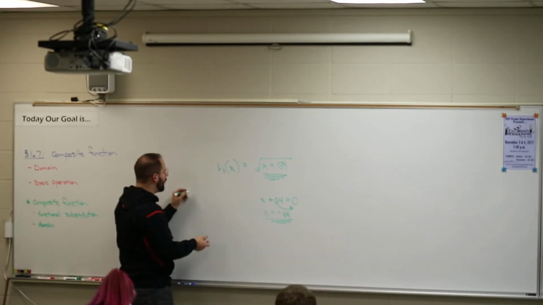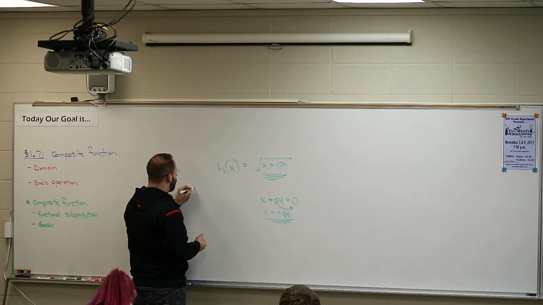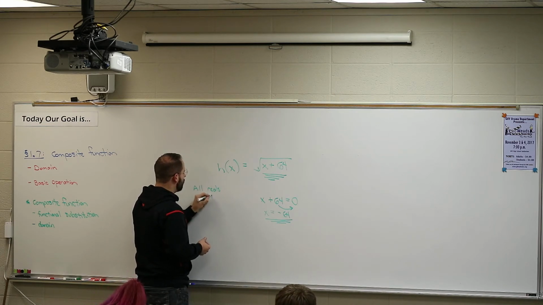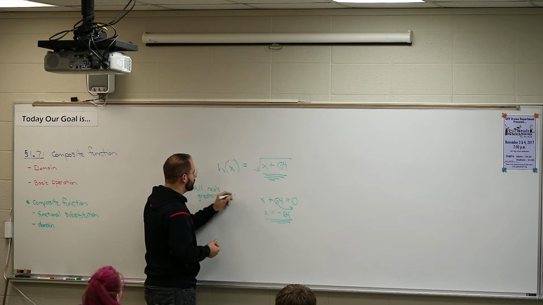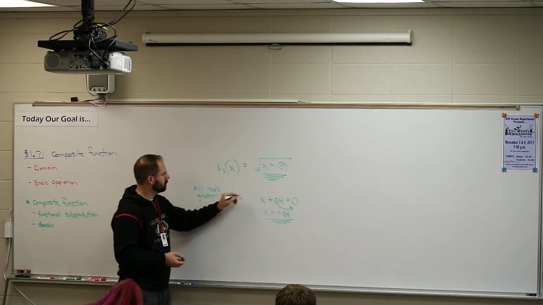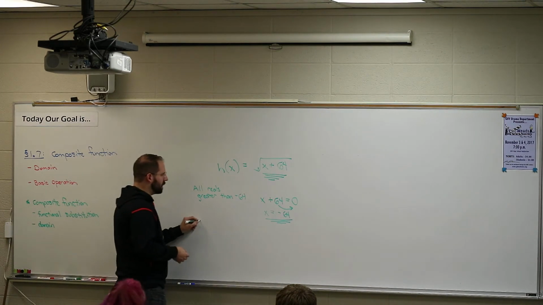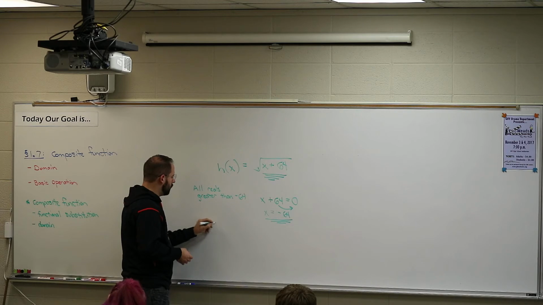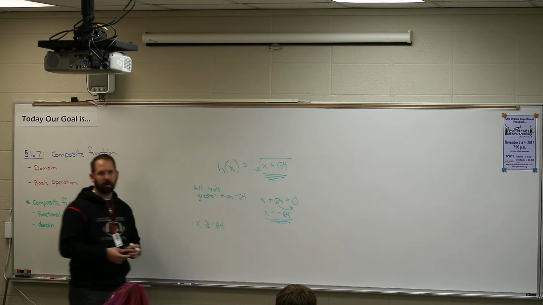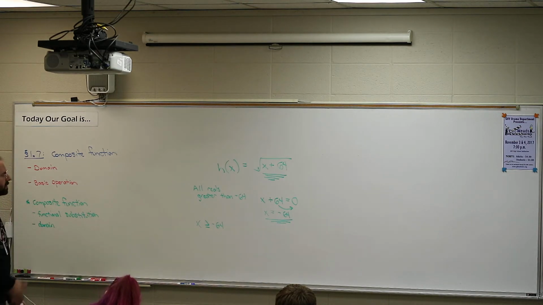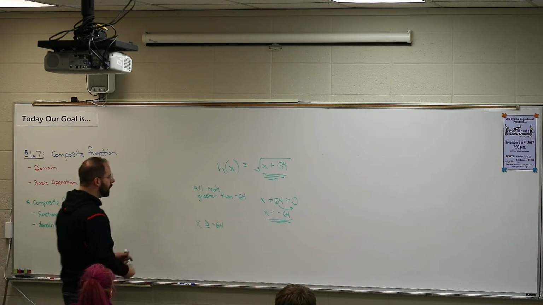So when you're writing out your domain, you can write all real numbers greater than negative 64, but I think that's too long. I actually just write it like this: x is greater than or equal to negative 64. That's the easiest way to write it. It's all the numbers bigger than or equal to negative 64. You can have zero. Take the radical of zero, it's just zero. But yeah, that's an exception.